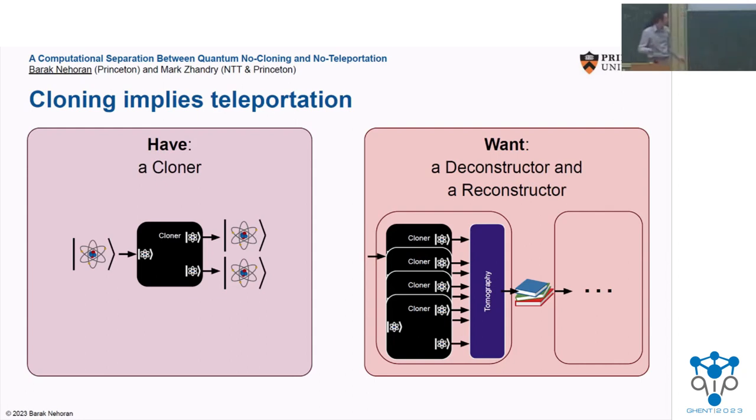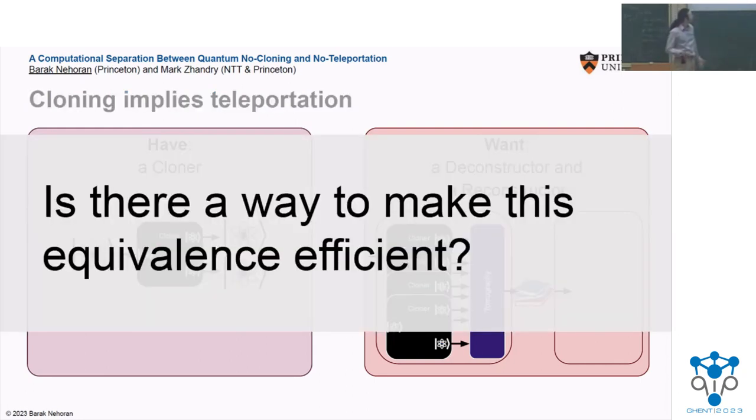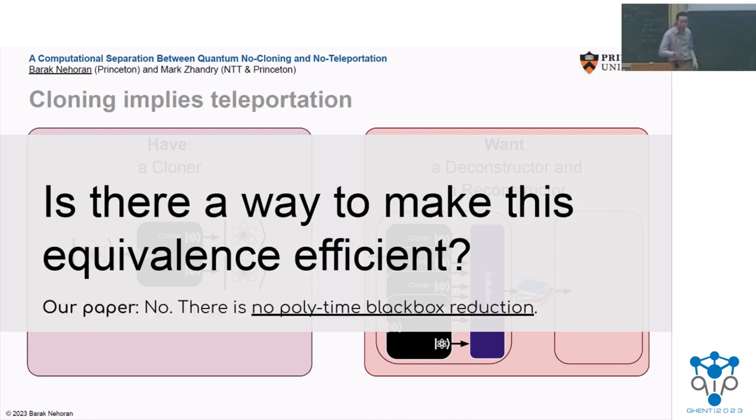And so you might ask, well, is there a way to make this equivalence efficient? Is there an efficient reduction? And our paper says no. There's no polynomial time black box reduction specifically. And what this means is that unlike for unbounded computation, unlike for unbounded processes, for an efficient observer, these two no-go theorems are not equivalent.